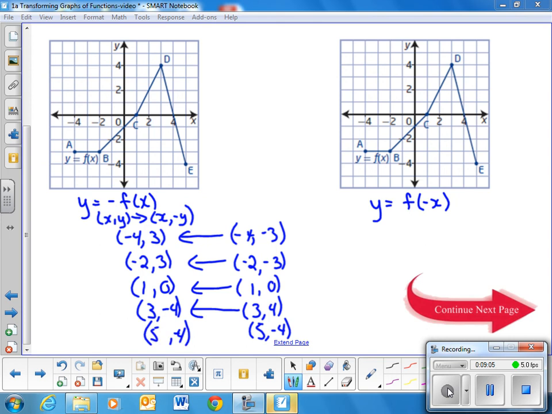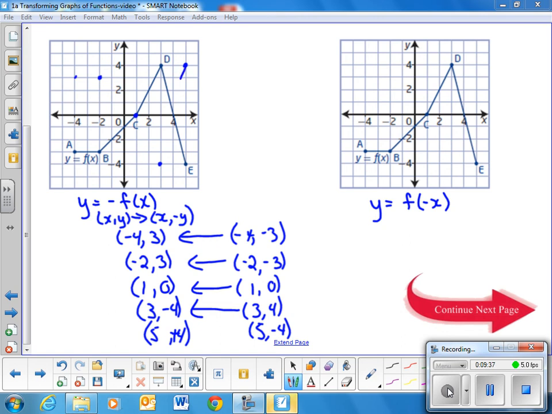Plotting those points, positive 5. Sorry, I forgot to change the sign in the last one. It should be 5 and positive 4. 5, positive 4. 3 and negative 4. 1 and 0. Negative 2, 3. And negative 4, 3.